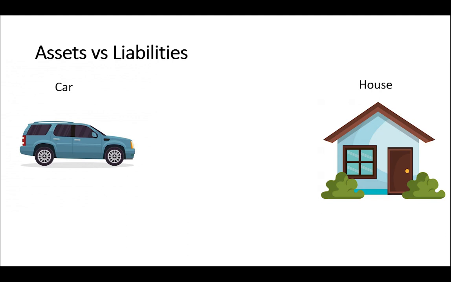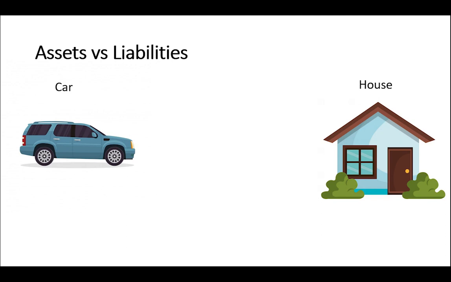Since we're looking at what is an asset, a thing like a car is an asset. You can trade a car for money. A bar of gold is an asset. You can trade a bar of gold for other things. So assets are things that have value that you can sell for cash.